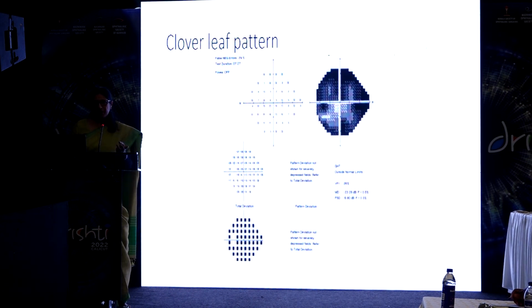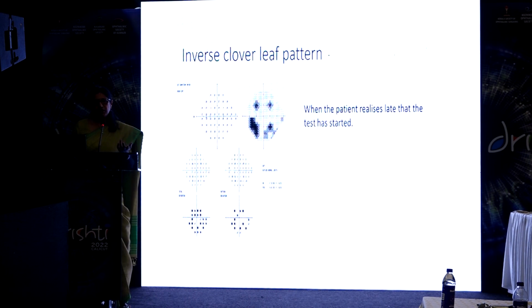You all know of the clover leaf pattern, where in an inattentive patient or an exhausted, fatigued patient who is fed up of this computer game that he is playing, the first 4 areas that are tested are those central ones which the patient responded to in the beginning, and then he loses attention, and you have the clover leaf pattern with significantly high false negative values. You have an inverse clover leaf pattern when the patient realizes late that the test has started. So he misses those initial points that are tested in the 4 quadrants, and then he starts responding, and then you get a field defect like this.